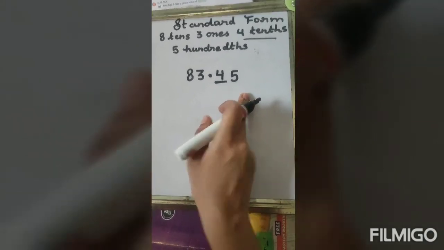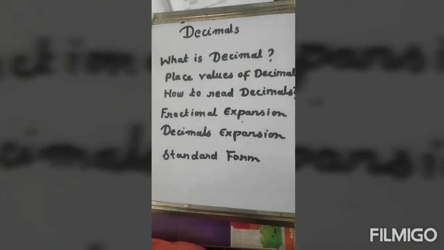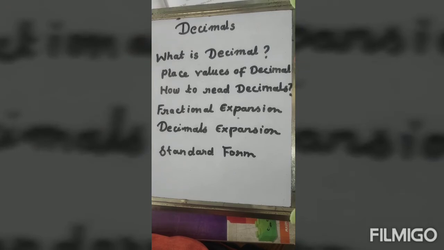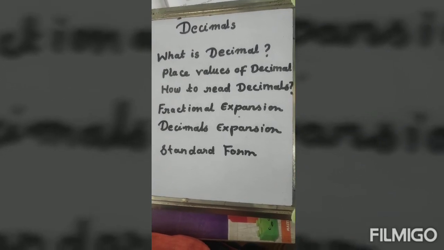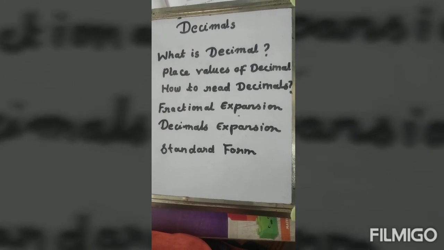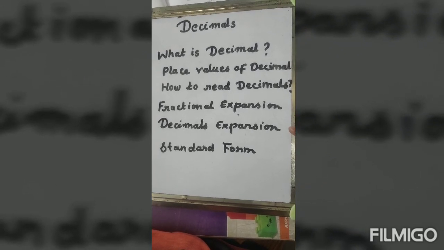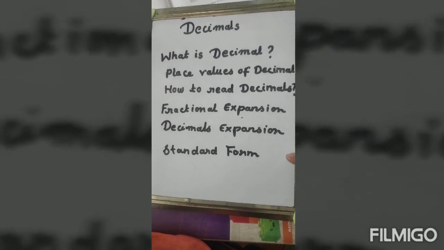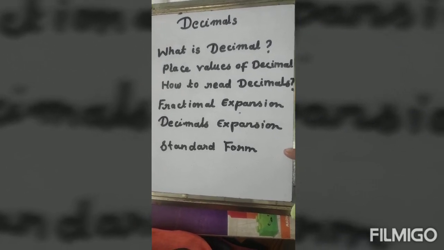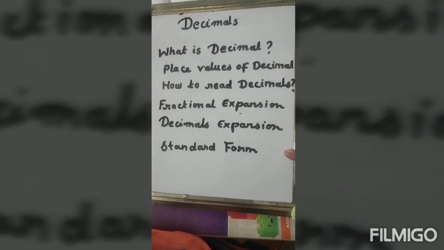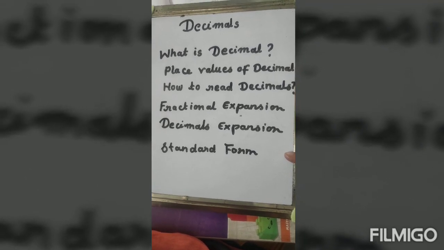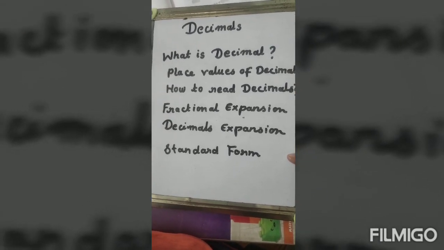It will be 83.45. Okay. So class, today we have learned what decimals are, place values of decimals, how to read decimals, fractional expansion and decimal expansion of decimals, and standard form of decimals. In the next class, we will be studying how to convert a fraction into a decimal and decimals into fractions.